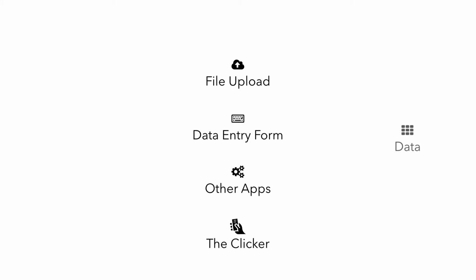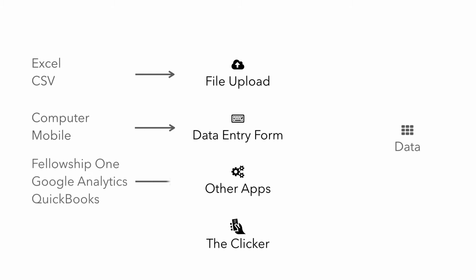Data comes into ChurchNumbers through four channels: file uploads, data entry, other applications, and the clicker. File uploads consist of data brought into ChurchNumbers from Excel, CSV, and OpenOffice files. This is a great way to bring historical data and information from other applications into ChurchNumbers. The data entry form provides a way to type data directly into ChurchNumbers using a computer or mobile device.